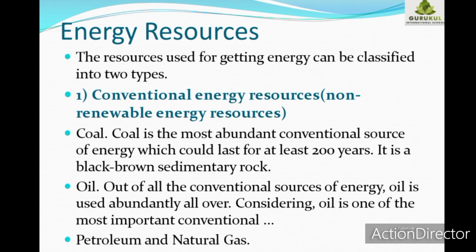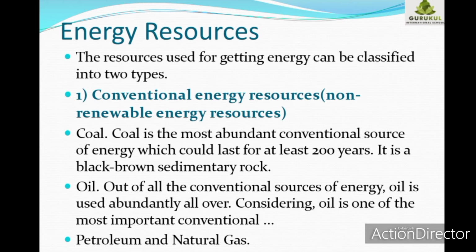Now, let us study the various resources of energy. The resources used for getting energy can be classified into two types: conventional energy and non-conventional energy. Conventional energy resources are also called non-renewable energy resources, and non-conventional energy resources are called renewable energy resources. So from the name only we can understand that the conventional energies are non-renewable, which means we cannot make them again and again.